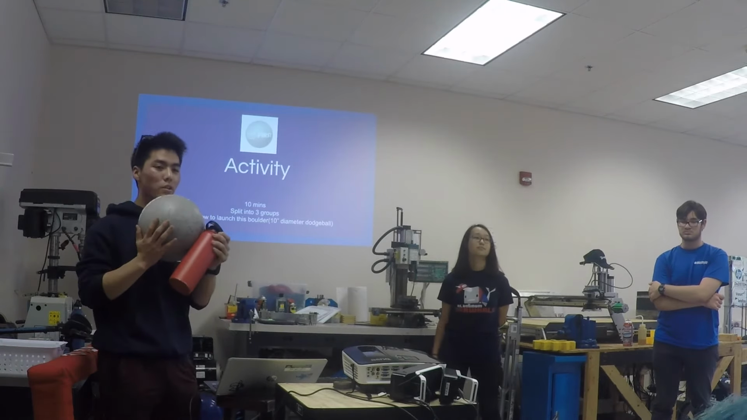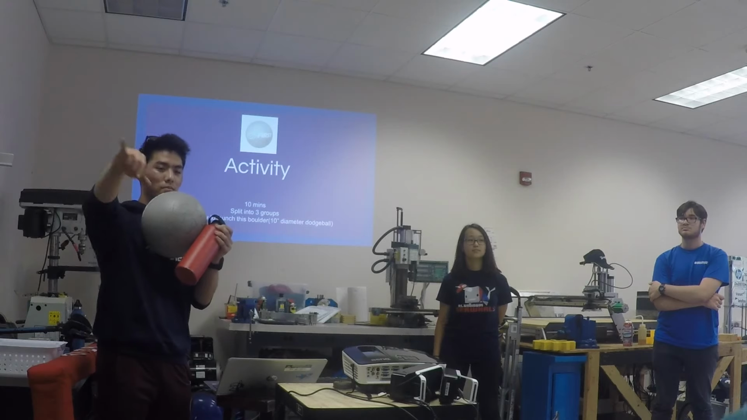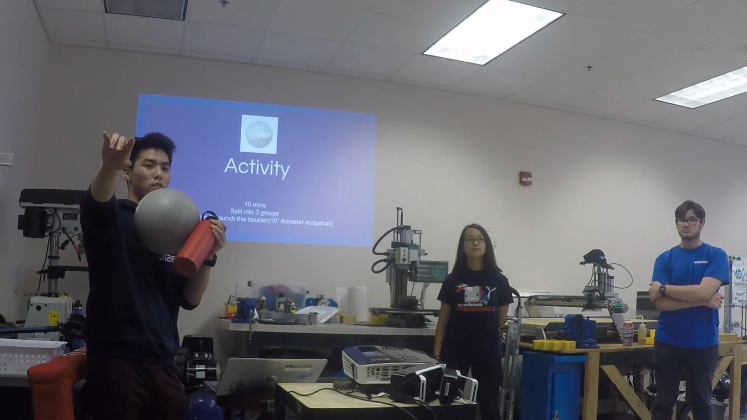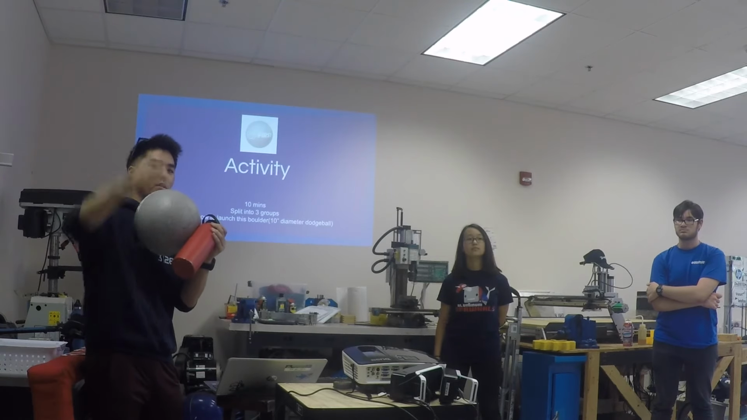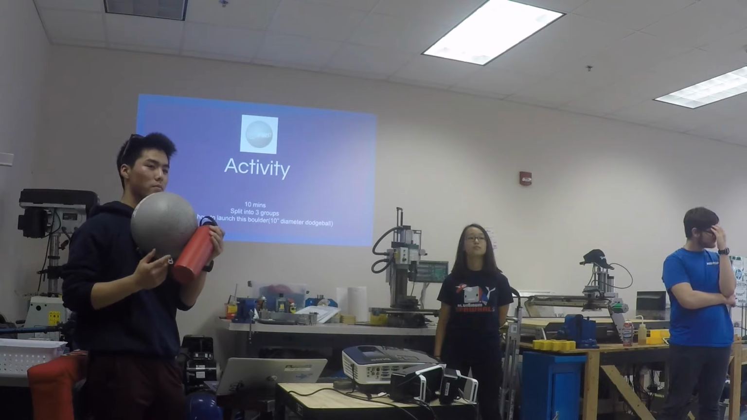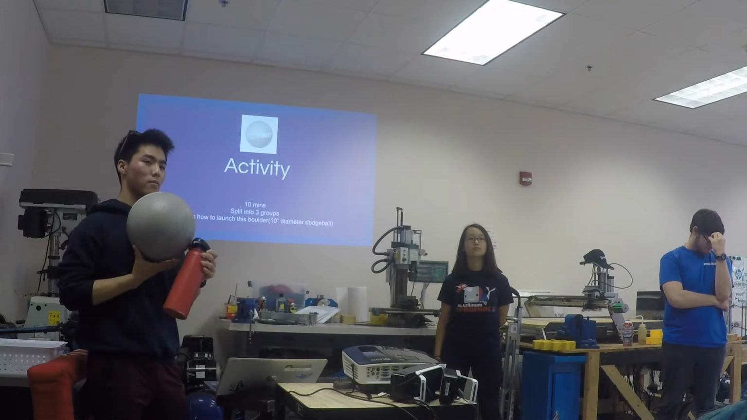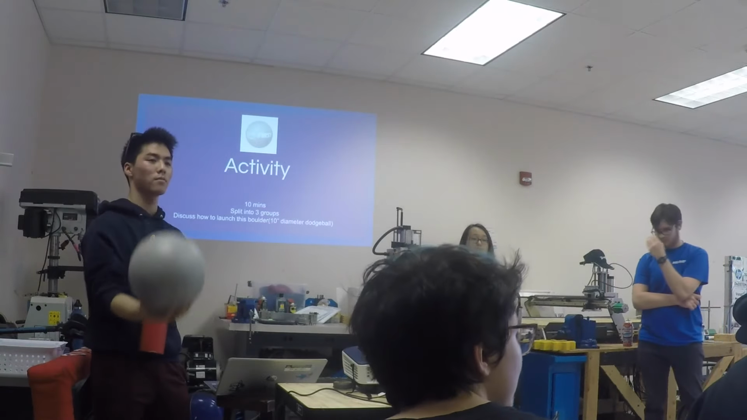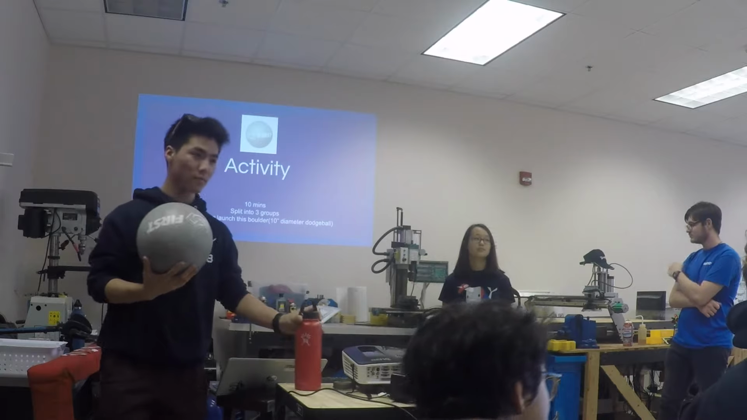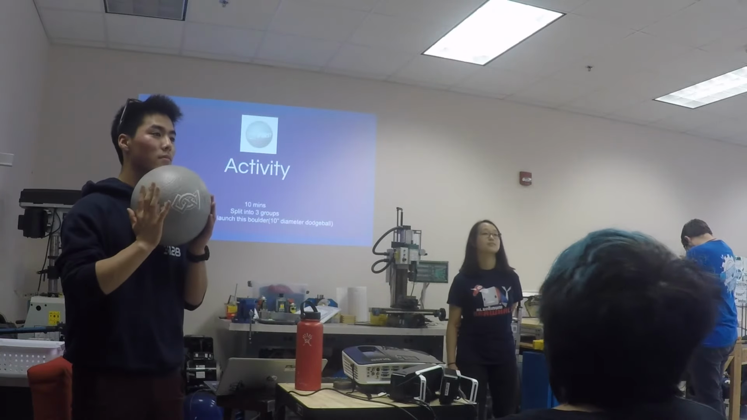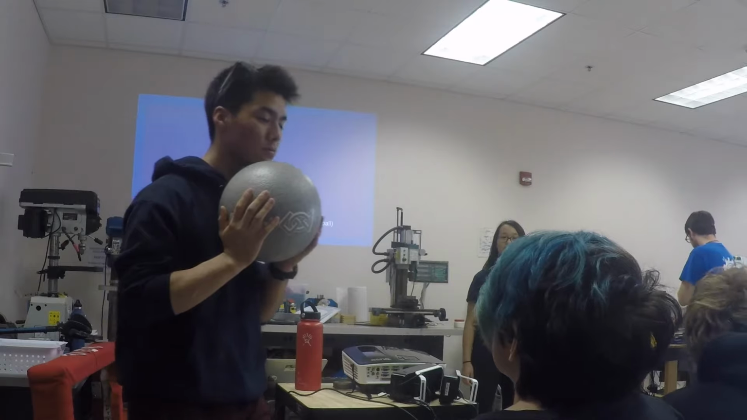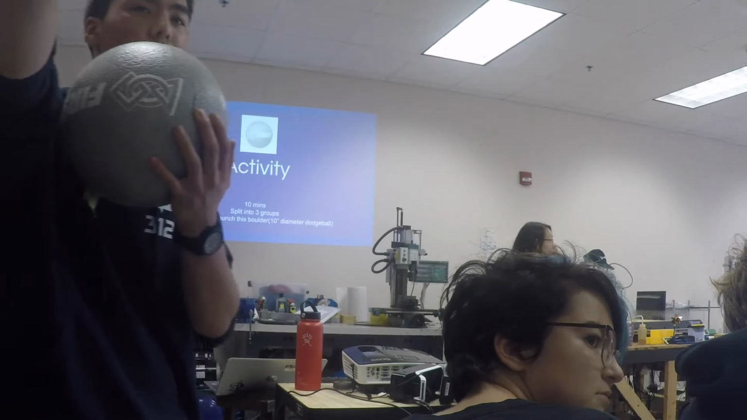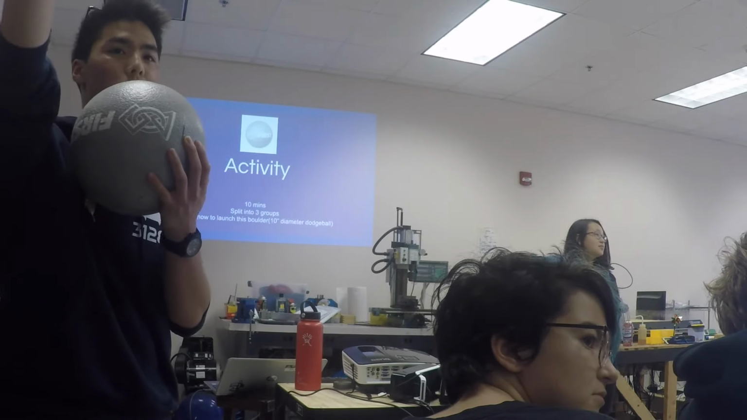We'll split you up by rows. The first 3 rows are one group. The next 2 are another group, and the last 2 rows are the last group. Good? Any questions about your task or activity? First 3 rows, you are group number 1. The next 2 rows are group number 2. And the last 2 rows are the 3rd group.